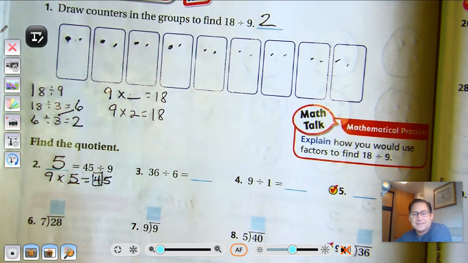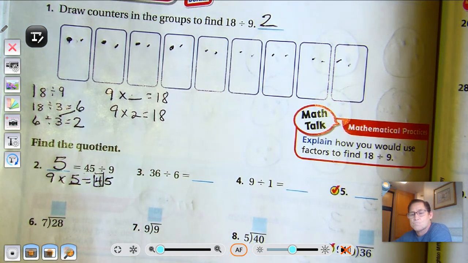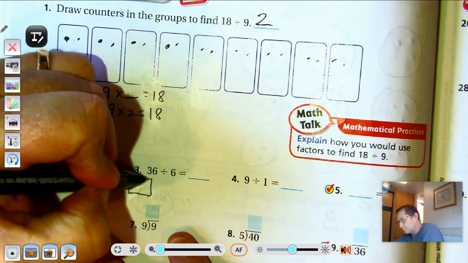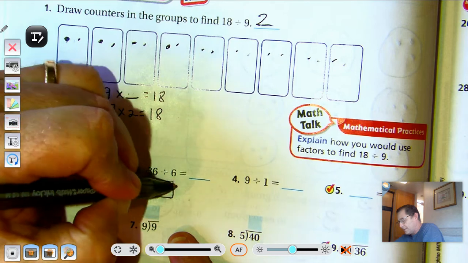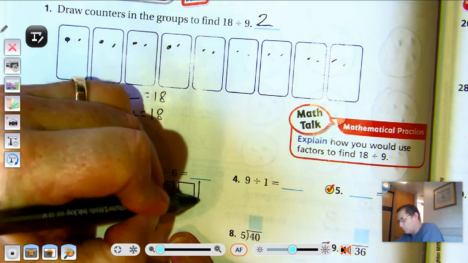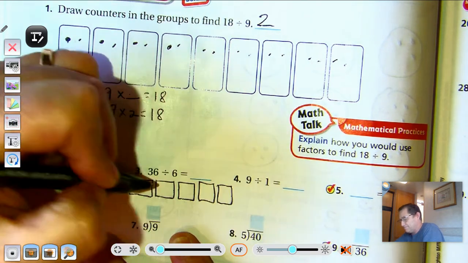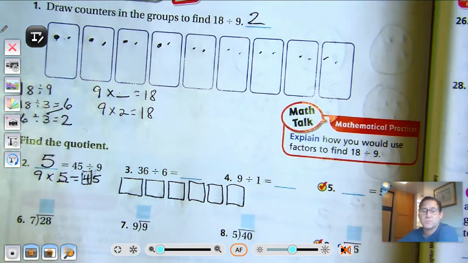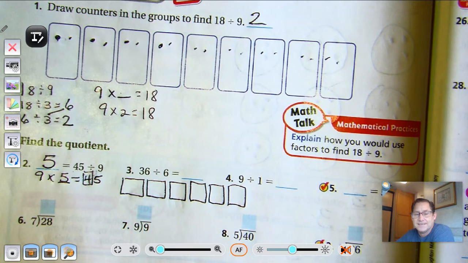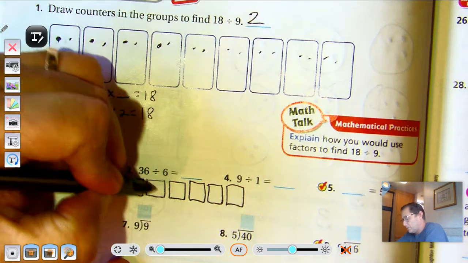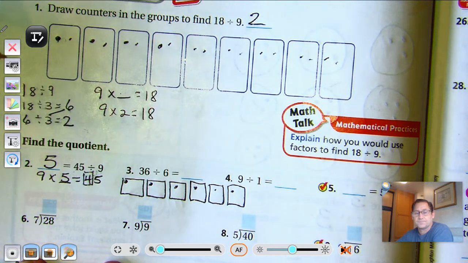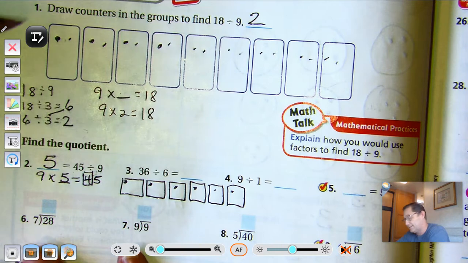36 divided by 6. Well, let's use the equal group strategy. Okay, so we have 6 equal groups. And how much are we going to put into each group? Well, we're going to start by putting 1 in each group, in each of the 6 groups, and we're going to keep going until we reach 36.